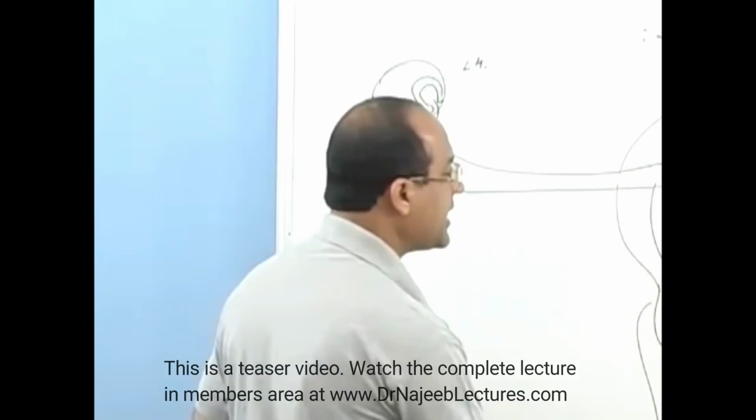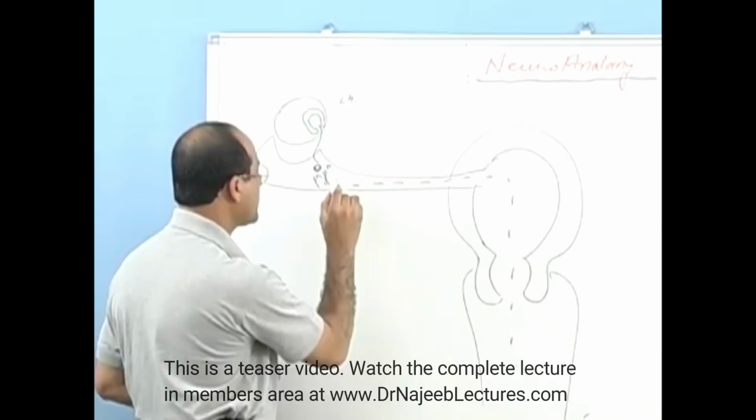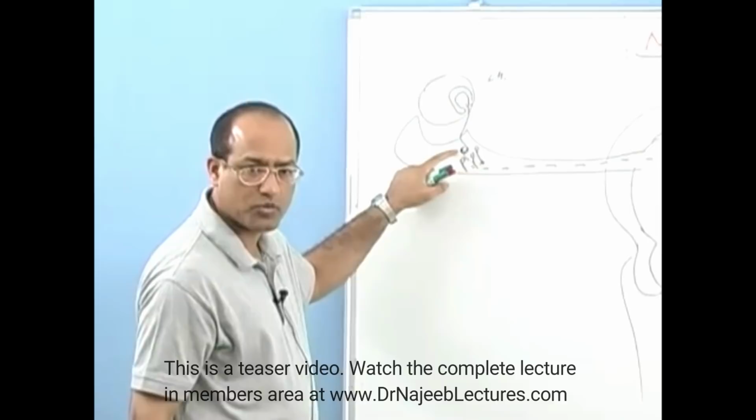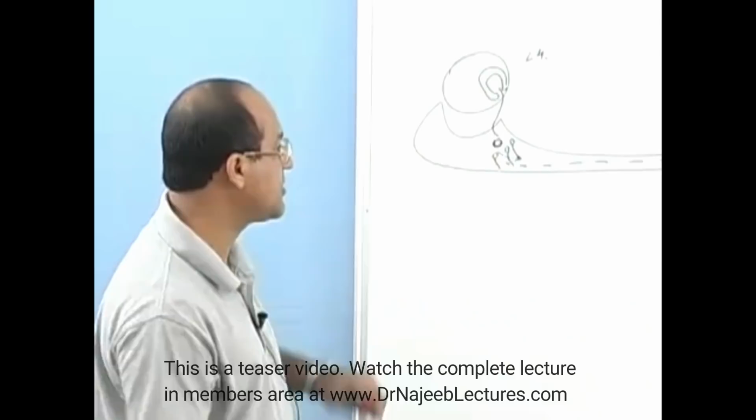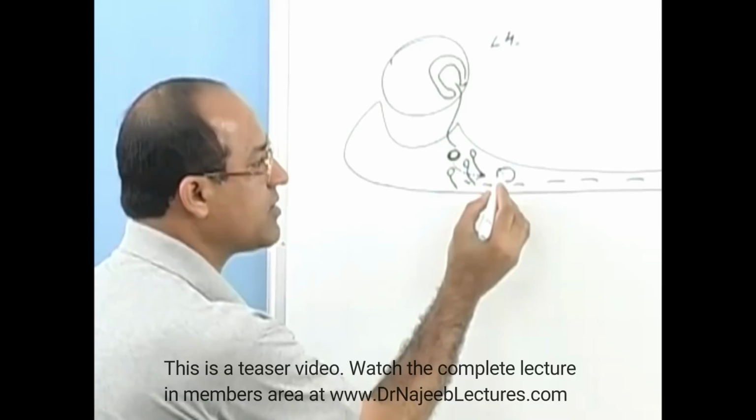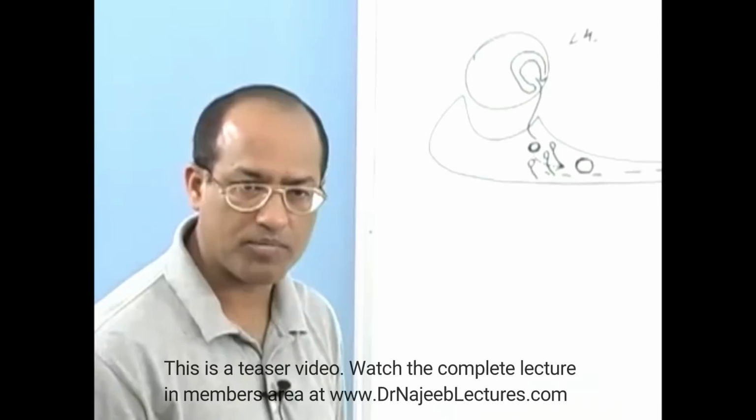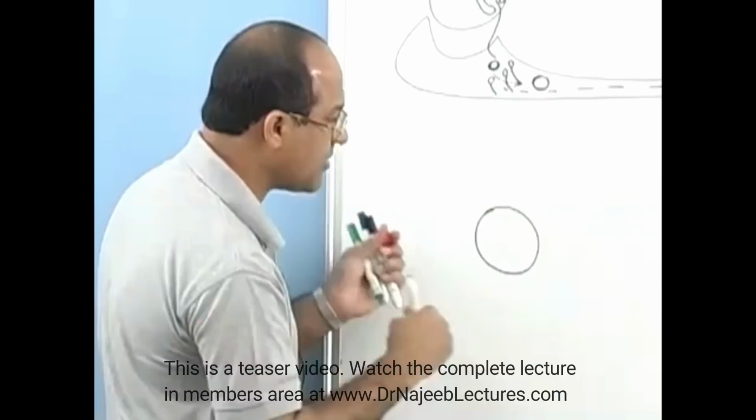If by chance sperm happen to be there, not one, many of them, and if one sperm fuses with the ovum, we say that the ovum is fertilized. Once the ovum is fertilized, it has genetic material from the ovum as well as from the sperm. Now if I draw this ovum outside, it has the zona pellucida, a special layer around it.